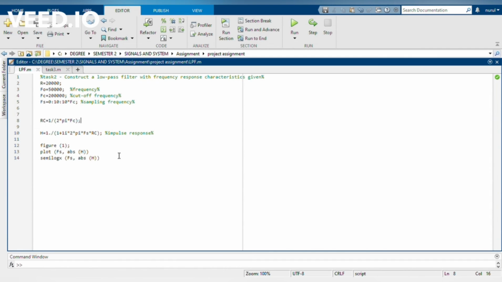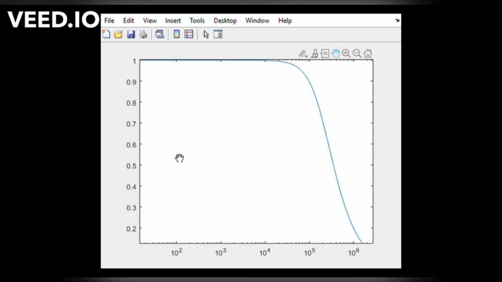And yeah, so we simulate the coding. So as we click the run button, this is the output, and as can be seen, it is the same as the characteristic curve as given in the instruction.